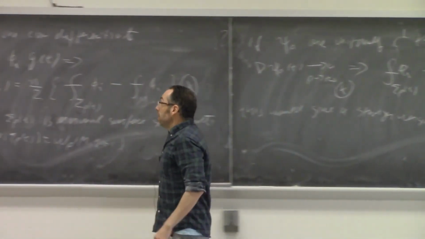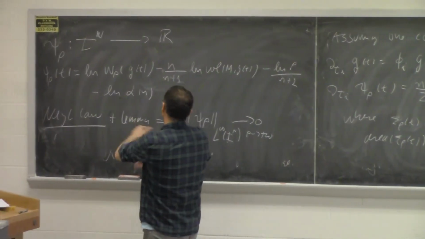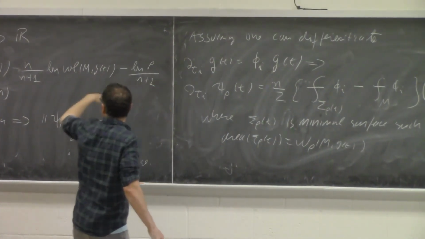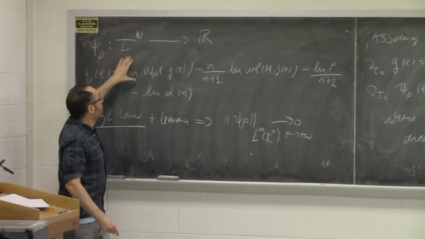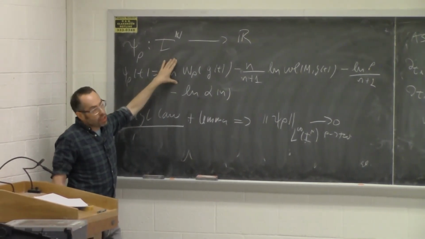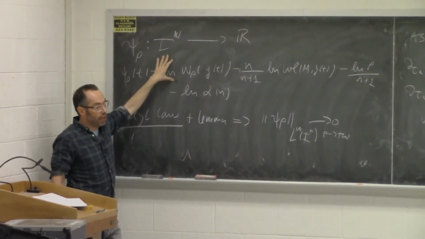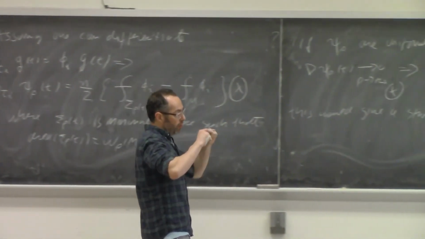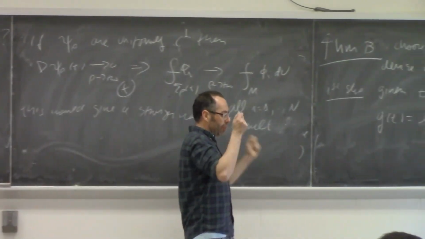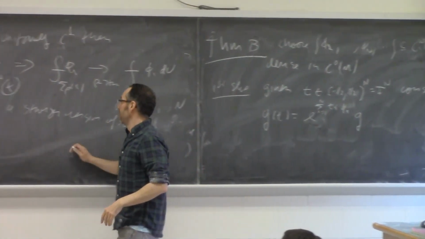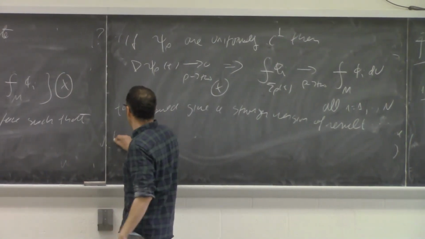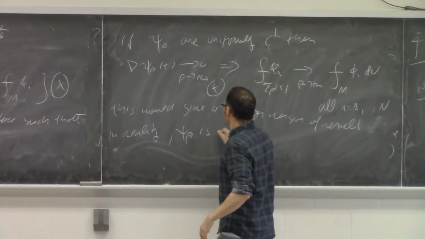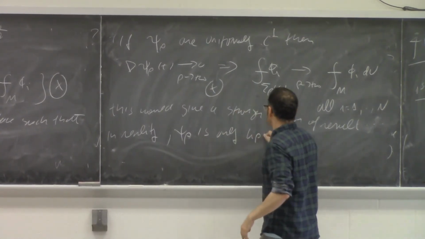Okay. So now, of course, what happens is that in reality, this function is only Lipschitz, and Lipschitz functions are only differentiable almost everywhere, and so it's possible to have a Lipschitz function which converges to 0, but such that the derivative never goes to 0. So let me just say this. In reality, phi p is only Lipschitz.